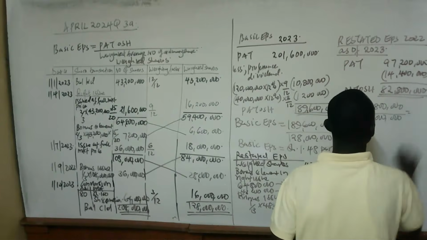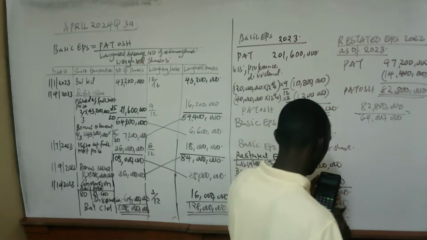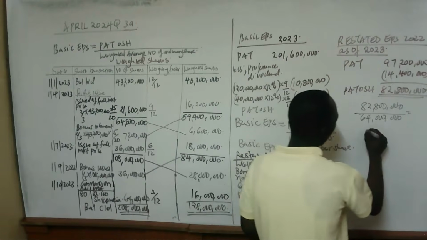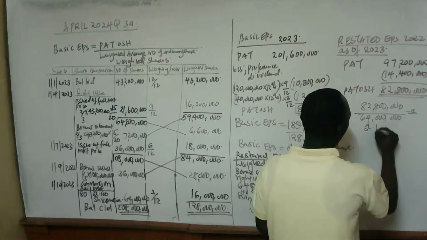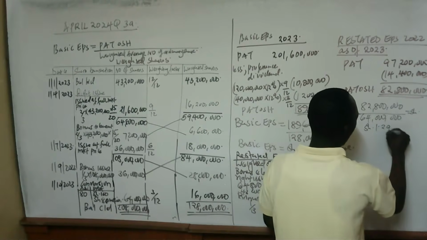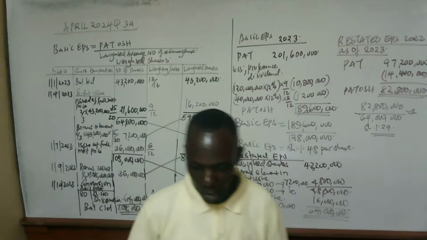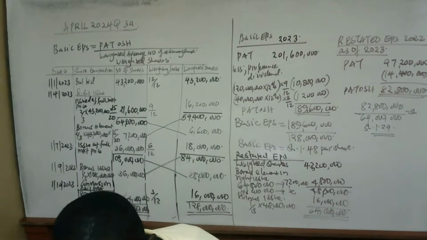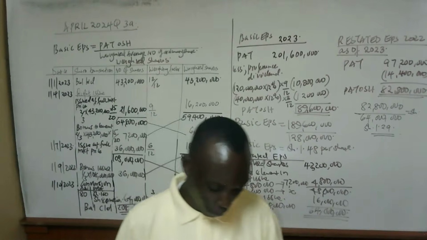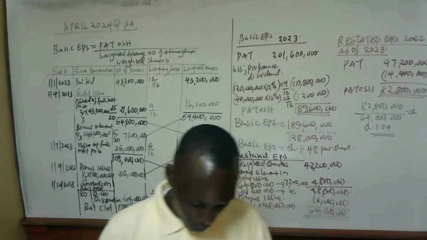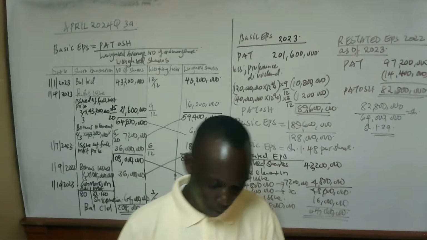Therefore, how much are we going to get? So we divide by 64 million. In this case, we are going to get shillings. We will get shillings what? 1.29 per share. 1.29 per share. So that is how you come up with the basic what? That is how you come up with the restated EPS.